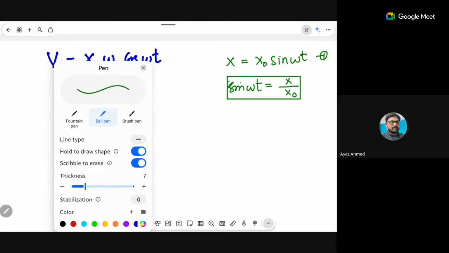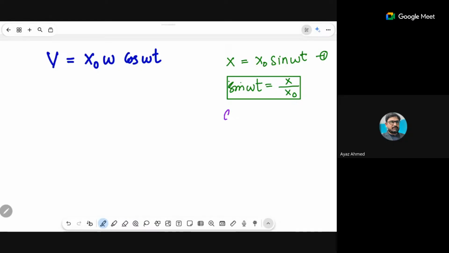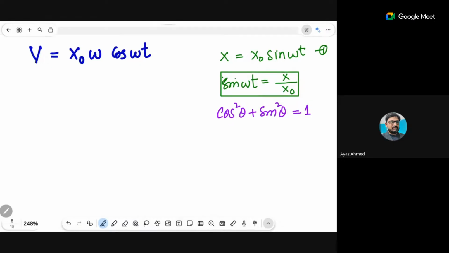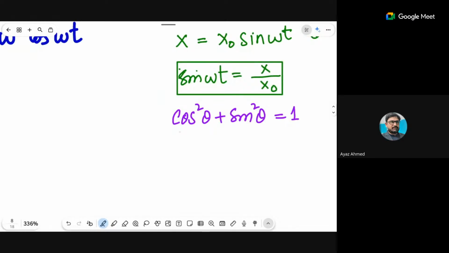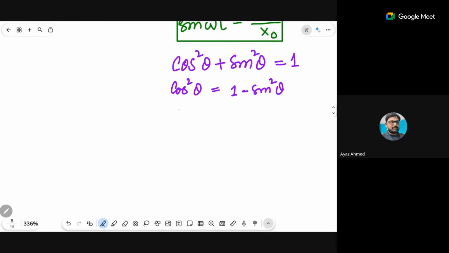Now if I say that from trigonometry, cos square theta plus sine square theta is equal to 1. Do you people believe this? So what about cos square theta? Cos square theta will be equal to 1 minus sine square theta. And if I say that cos theta is equal to under root of 1 minus sine square theta, so it is not bad. Are you people getting this point?